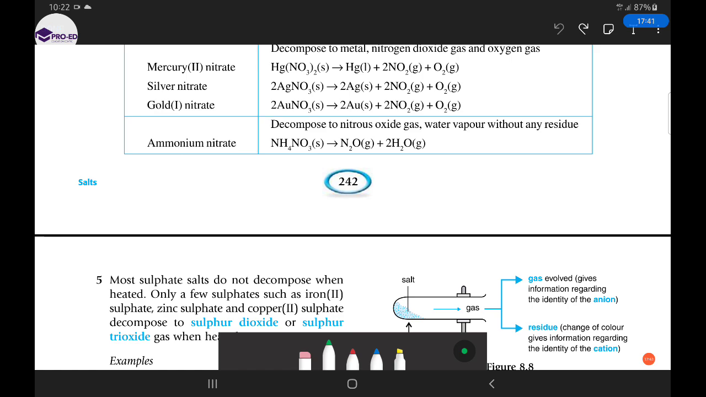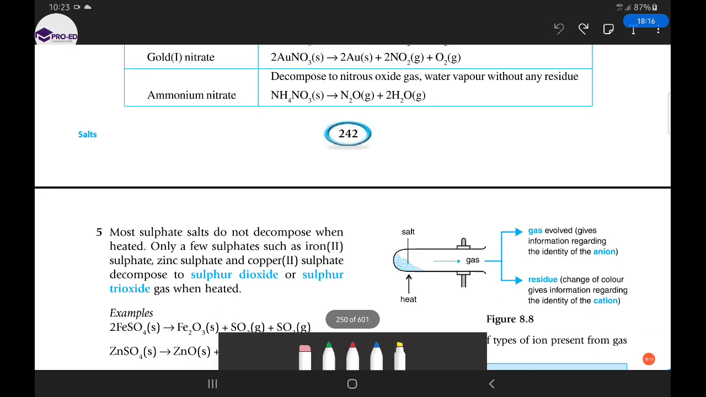So basically, they will all decompose to form a pure metal, their most stable form, and then the same thing, nitrogen dioxide and oxygen gas. An example, let's do silver. Silver nitrate, you heat it up, it'll break down to its most stable form, the metal. It's going to form pure silver metal, and of course releases nitrogen dioxide and oxygen gas. Same thing applies for mercury and gold. Okay?